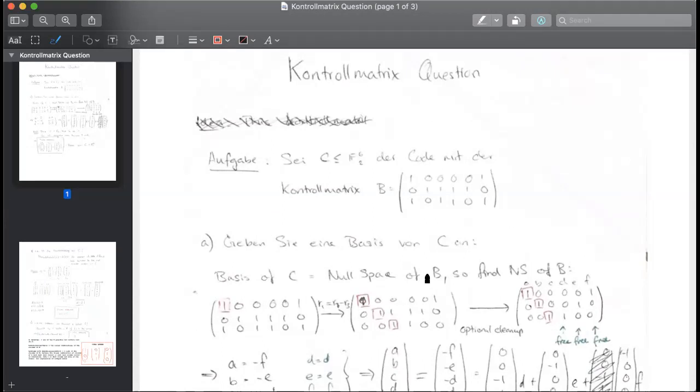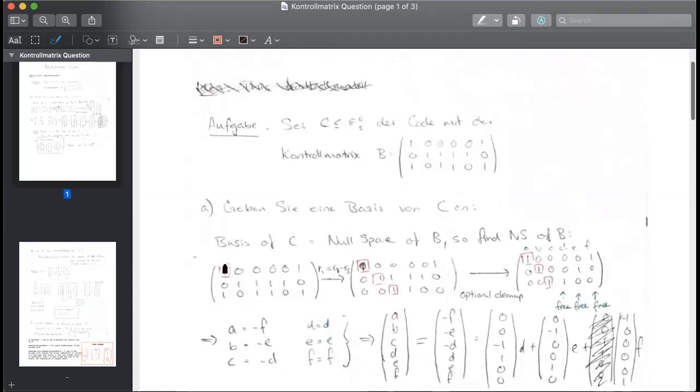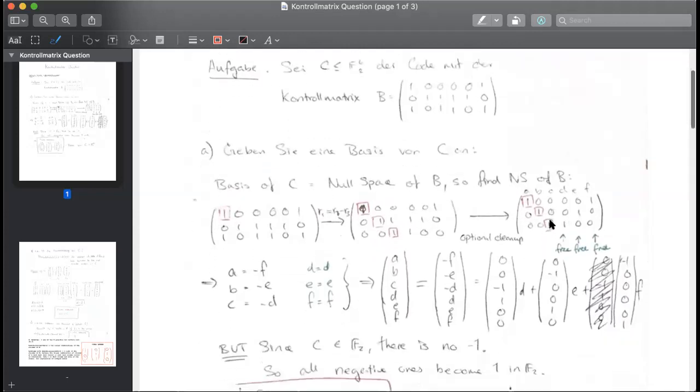To find that, it's really easy. Just do Gauss, which is what I've done here. That's the matrix B. You do some very simple Gauss, and then you'll end up with something like that. Actually, Gauss was done within one step, but if you want, you can clean it up like I did a little bit more, get rid of the ones over here. And yeah, once you've done that, just read out the null space as usual.